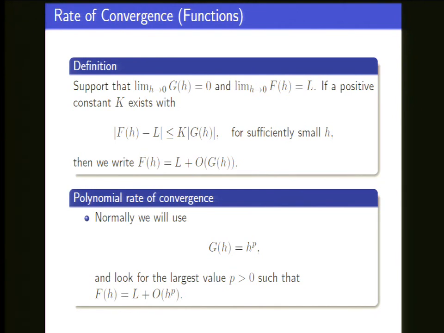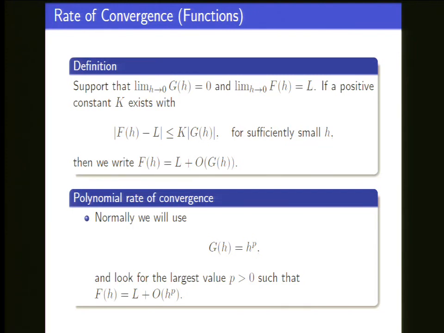1, 3, 4, problem A. They say, suppose that you have a number p, and you have a q that is less than p. And then you give me one of these functions, f, such that f of h is a limit plus order h to the p. Okay? And now they want you to show that f of h is the limit plus order h to the q.